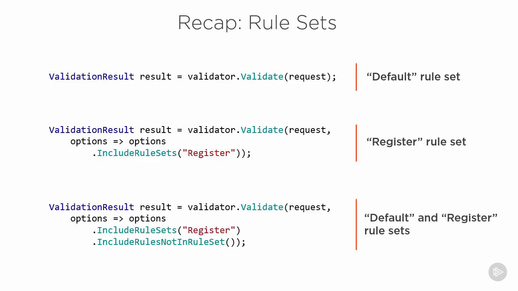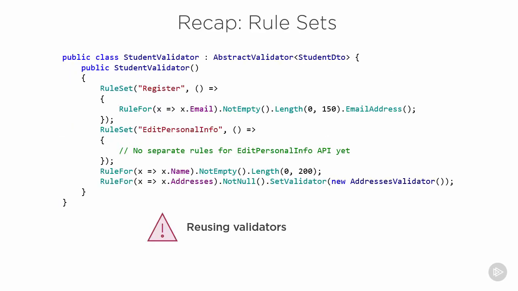If you want to also include the default rule set, you need to explicitly ask Fluent Validation to include it using the separate method. The purpose of this feature is to reuse the same validator class for different API endpoints. The common pattern here is to have a validator that validates a data contract representation of some domain class, such as the student DTO that we used in our example, and then either include or exclude different fields from the validation depending on the particular use case.